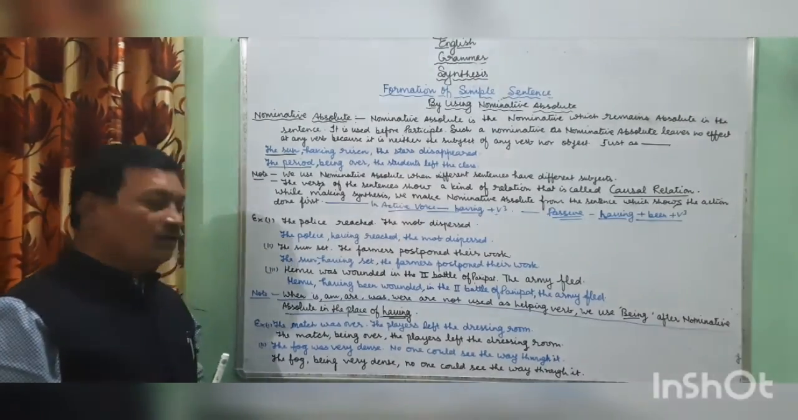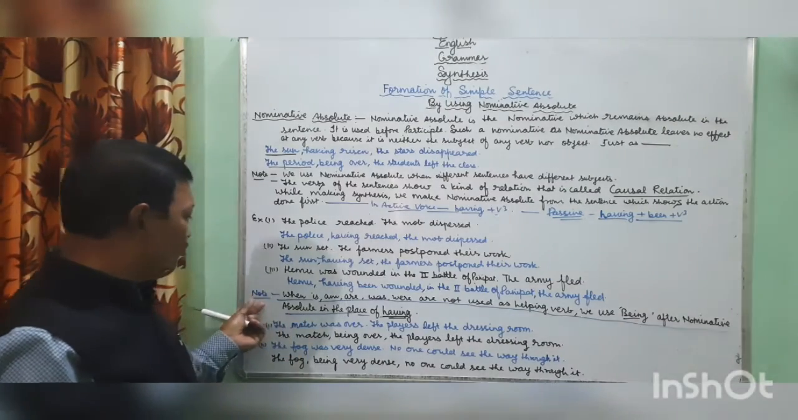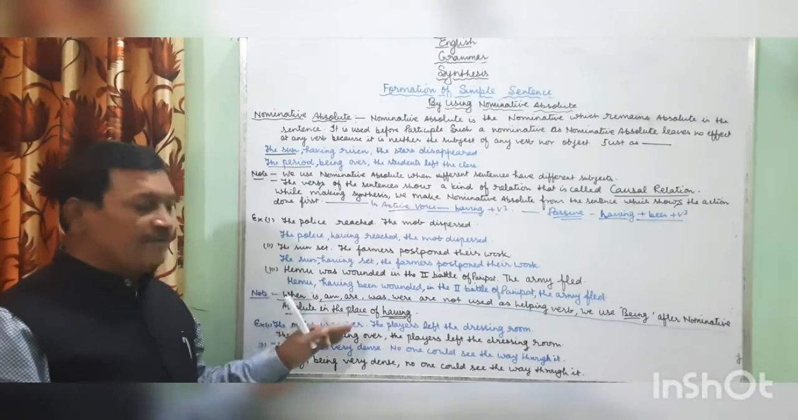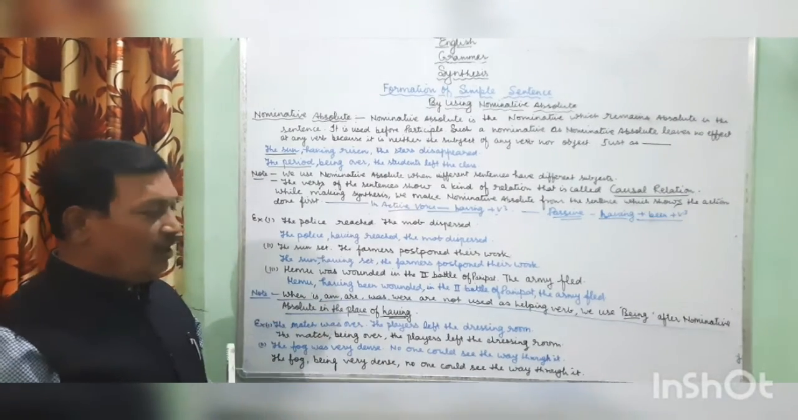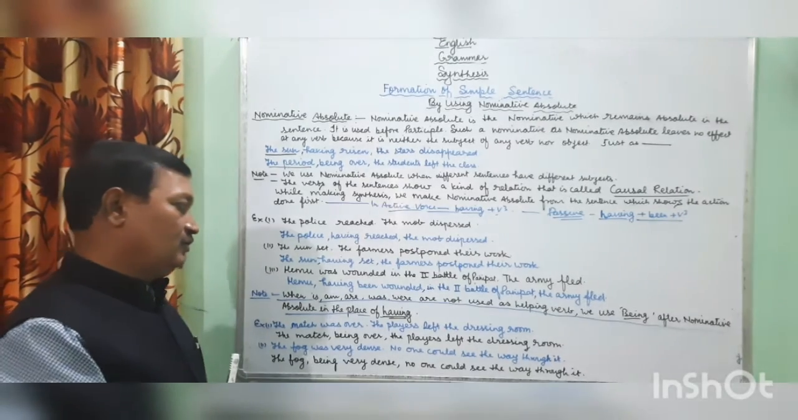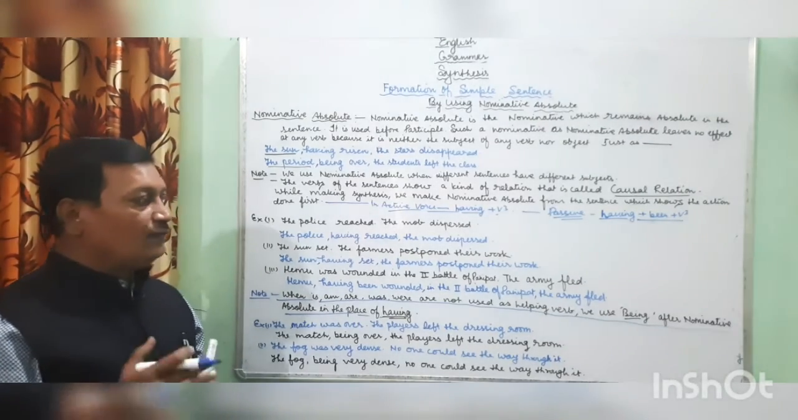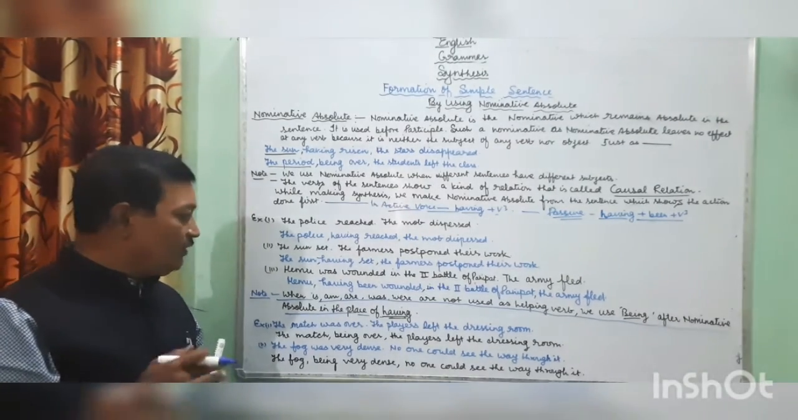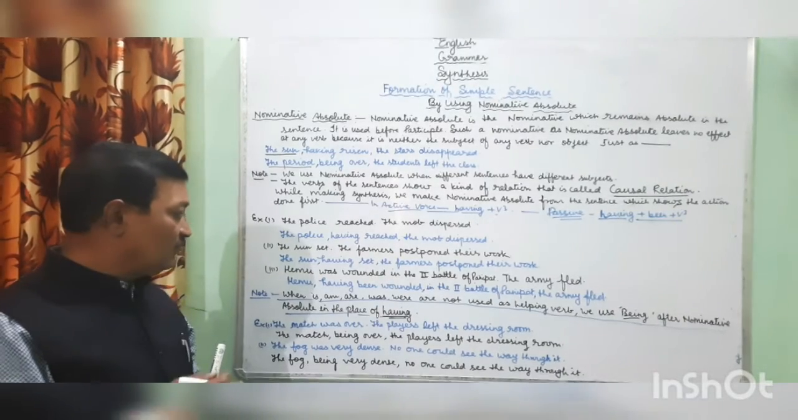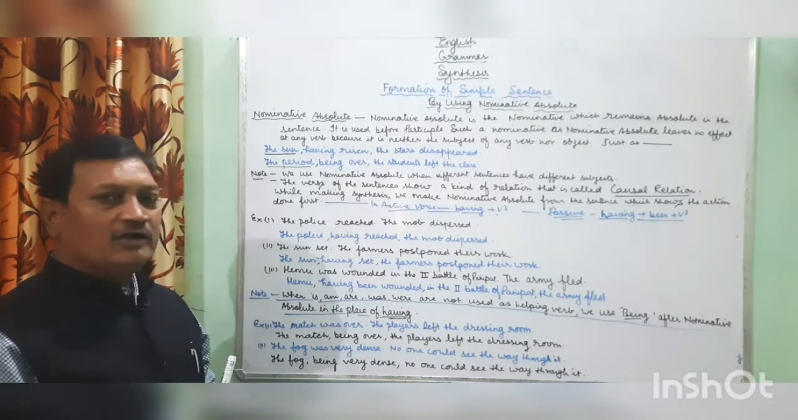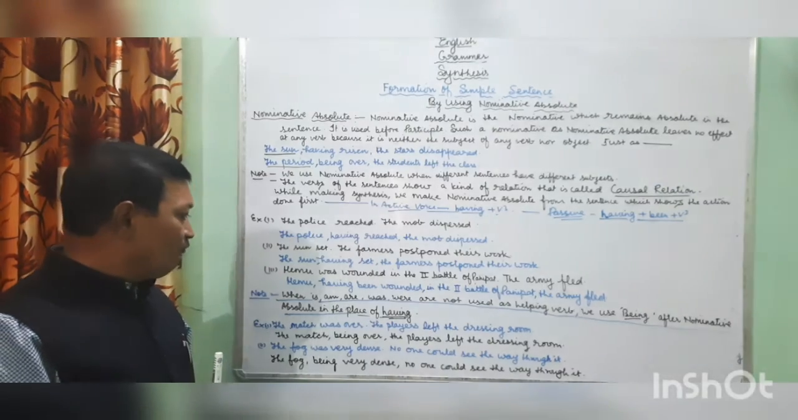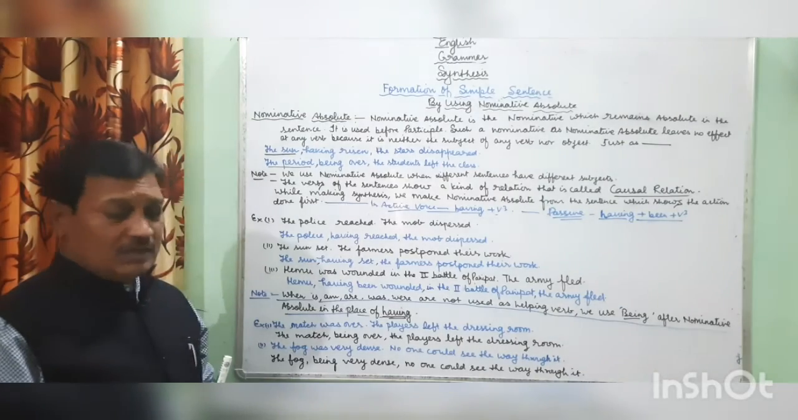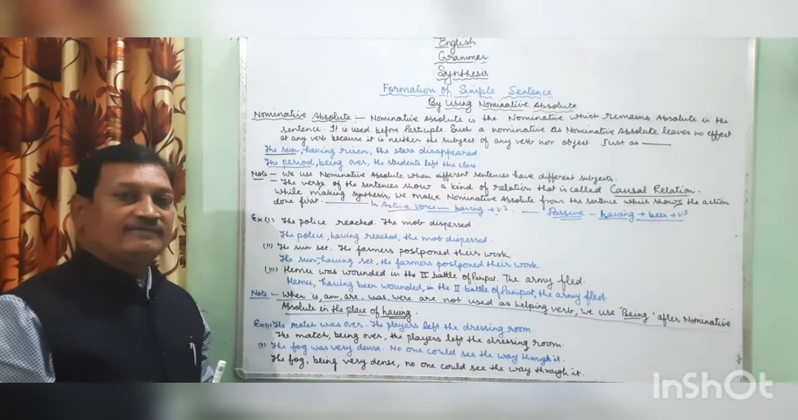Students, let's see what the note says. When is, am, are, was, were are not used as helping verb, we use being after nominative absolute in the place of having. Means when in a sentence is, am, are, was, were are not used as helping verb, we do not use having, we use being. Okay, and combine the sentences.